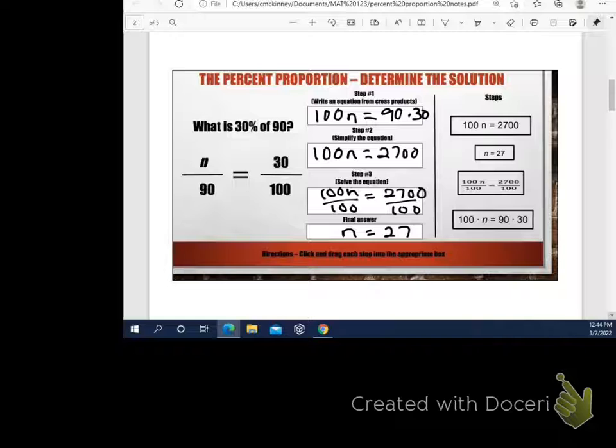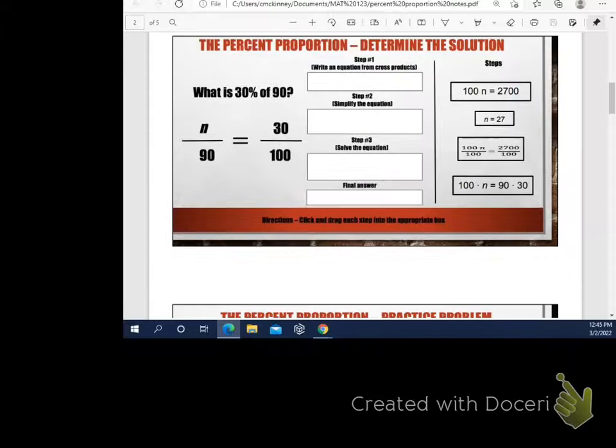And you could double check to make sure that if you put 27 where the n is, that we would cross multiply and they would be the same. Okay? So, whatever is after the word of is going to be our whole or our base. And of course, the percent's an easy one to place because it has a percent sign.